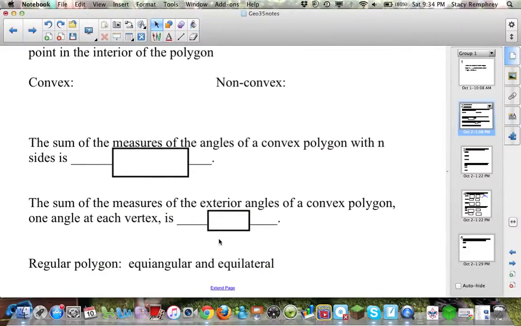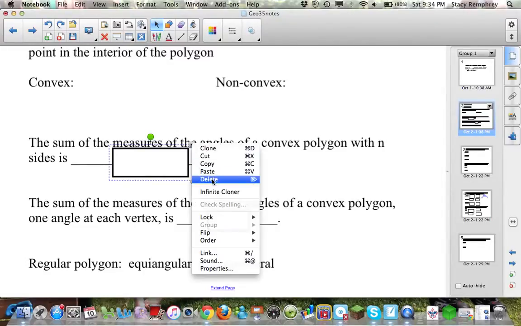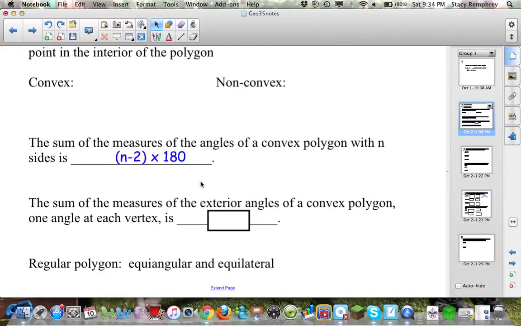For the other two, hopefully you found in our exploration where these came from. For the measures of the angles of a convex polygon, the interior angles, it's n minus 2 times 180, where n is the number of sides. And again, you can put that exploration in your notes. That's where we found it. We found it from looking at a number of triangles.